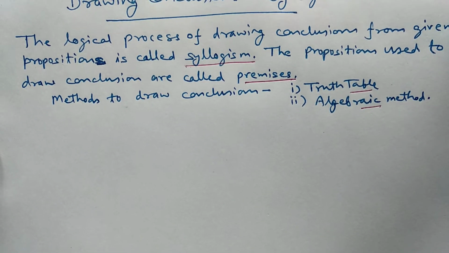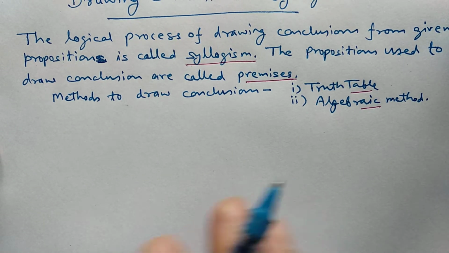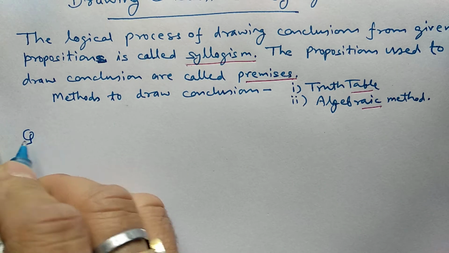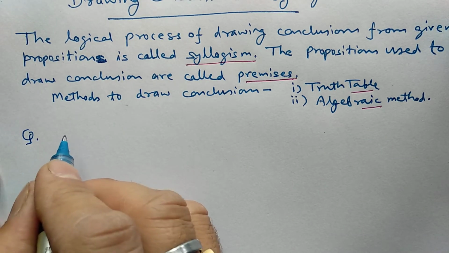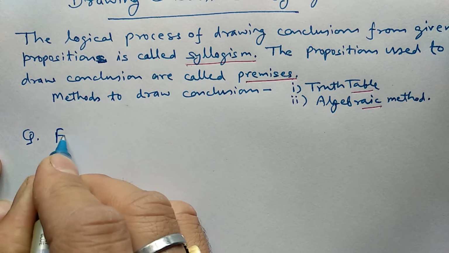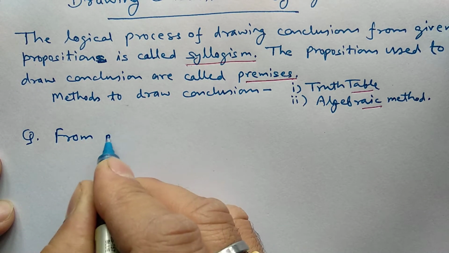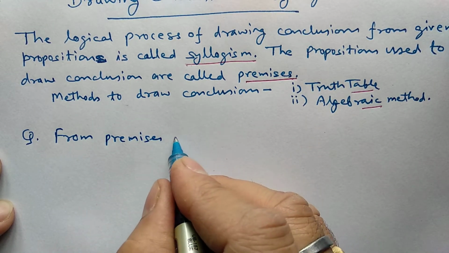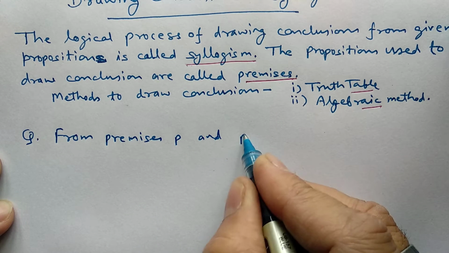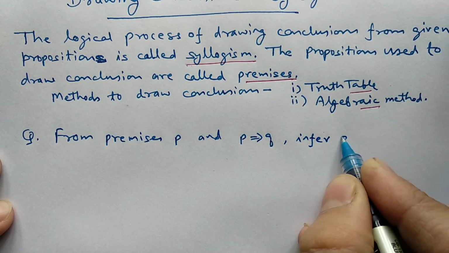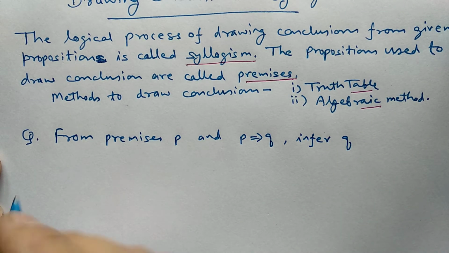Now let's try these two. We have a question on which we'll try implementing these two methods. The question is, from the premises P and P implies Q, infer Q. This is your question, how are we going to solve it?